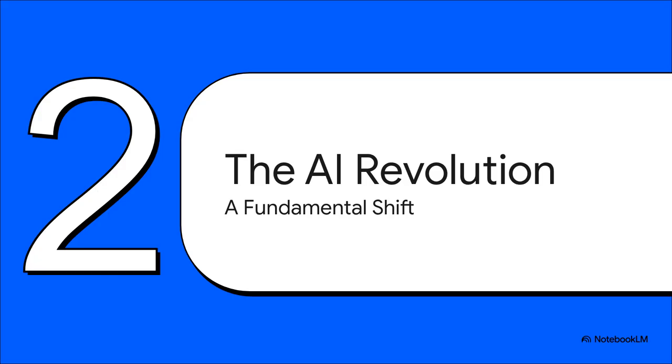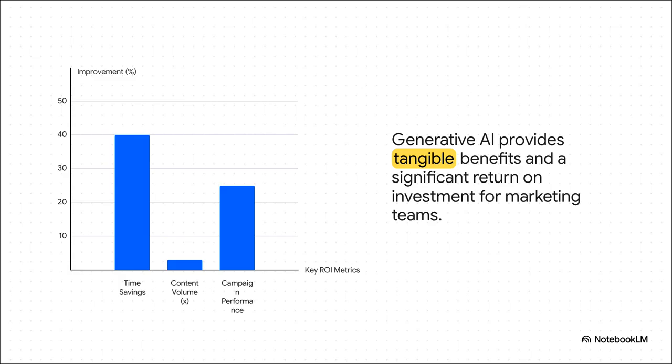Think about the shift from print advertising to digital. It's that big. It touches everything from the highest level strategy all the way down to the nitty-gritty of getting a campaign out the door. And look, the impact isn't just a vague idea. These are real metrics from the guide. A 40% jump in time savings, tripling your content volume, that is huge. It's not just about being more efficient, it's about completely changing what your team is capable of. I mean, what could you do if work that used to take a week now takes a day or two?